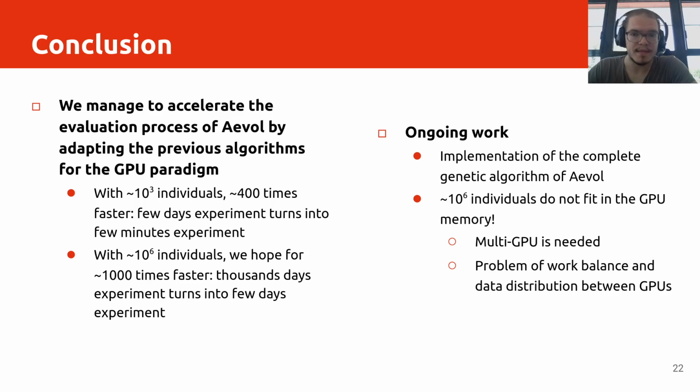We have to complete the implementation of the genetic algorithm, and last but not least, we noticed that millions of individuals do not fit in the memory of the GPU, which is around tens of gigabytes. We then have to use multiple GPUs. That means handle the work balance and data distribution between those GPUs.